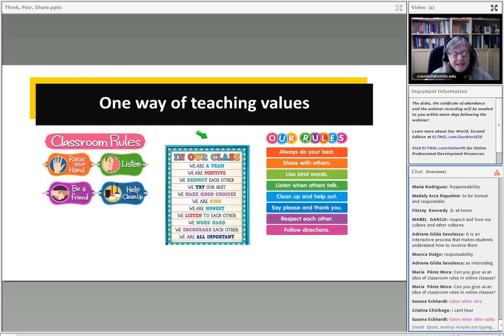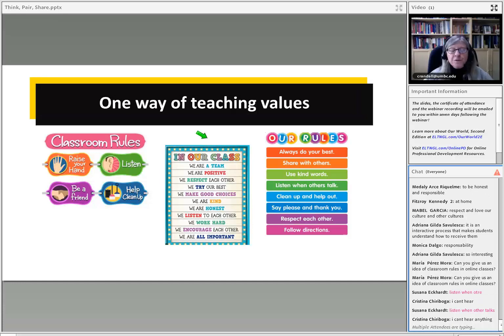One thing that I would recommend is, if you are creating classroom rules with your learners, that you let them help you make the rules. Because if they help make the rules, then it's a lot easier for them to think that it's worth following.